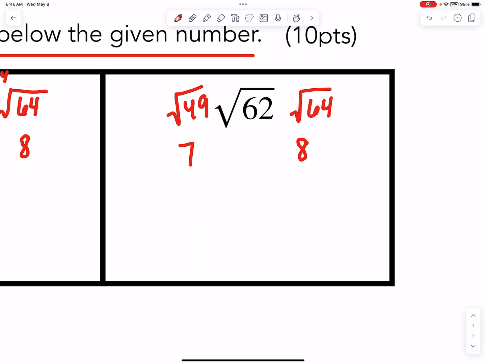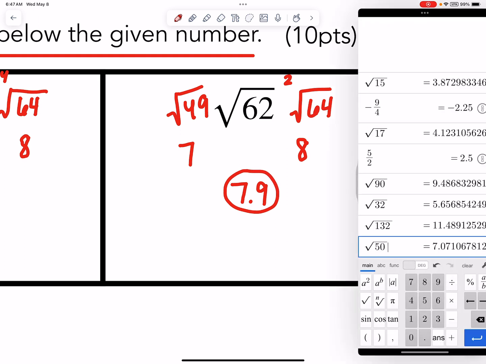Okay, now what's closer? 62, this is only 2 away. Okay, I know 49 to 62 is a lot more, so I don't really need to even look at that. I just know that we're really close to the 8, so I'm going to say either 7.8 or 7.9. I'm going to go 7.9 on this. I'm just making a guess. You could pick either or.